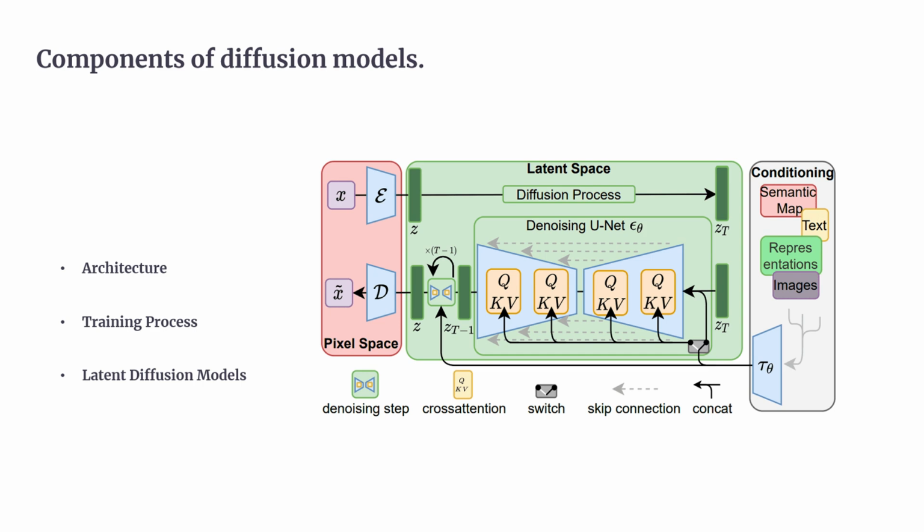Once the reverse diffusion process is complete, the model decodes the latent representation back into image space. This method makes it easier to generate high-resolution images while still maintaining the power of the diffusion model.